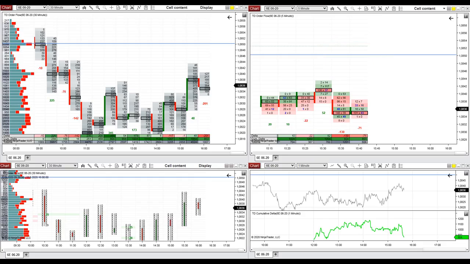Now you can see that there's also unfinished business in here. So if the price hits this level, I think it's pretty likely that the price will actually also touch this unfinished business to test it. So let's wait and see.